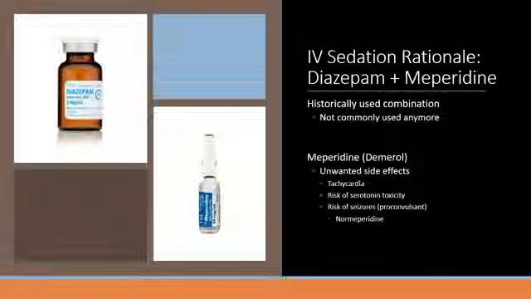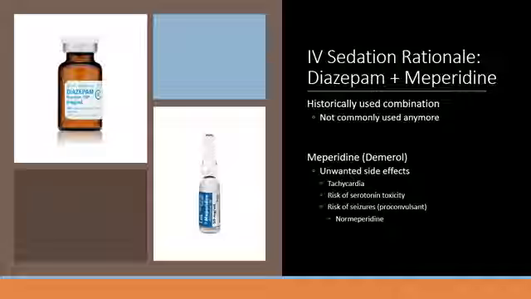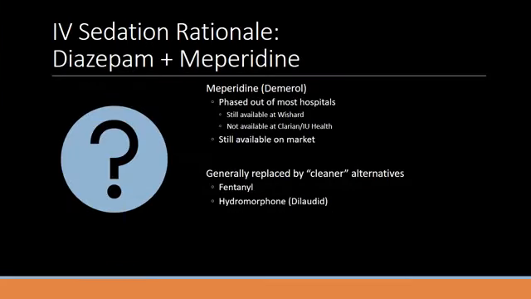Fentanyl doesn't have that, and it's one of the reasons why I really like fentanyl compared to Demerol, because fentanyl doesn't have these side effects. So in terms of Demerol, as I mentioned, it's really been phased out of most hospitals. It's really not available in any of the IU Health hospitals anymore, but it is still available at the Eskenazi or Wishard. It's primarily used, though, for treating shivering in the PACU. Generally speaking, though, it has been replaced by a lot of the cleaner alternatives, things like fentanyl and hydromorphone or Dilaudid.